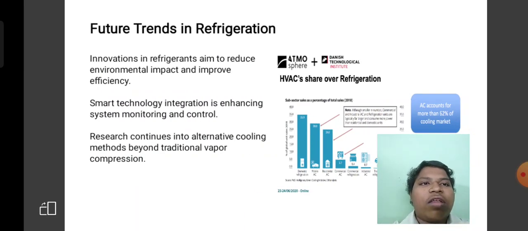Future trends in refrigeration. Innovations in refrigerants aim to reduce environmental impact and improve efficiency. Smart technology integration is enhancing system monitoring and control. Research continues into alternate cooling methods beyond traditional vapor compression. HVAC share over refrigeration.